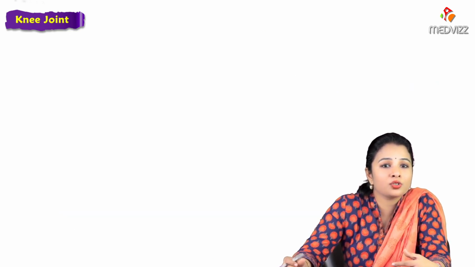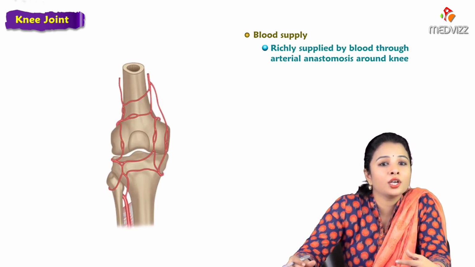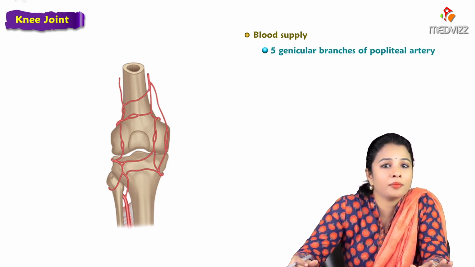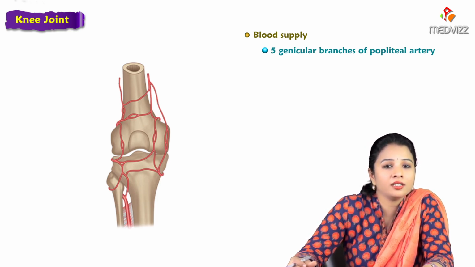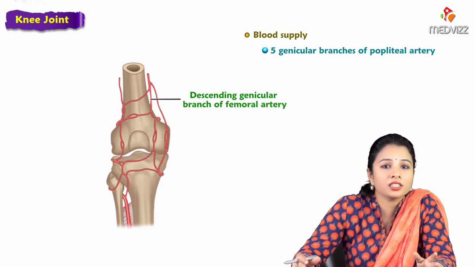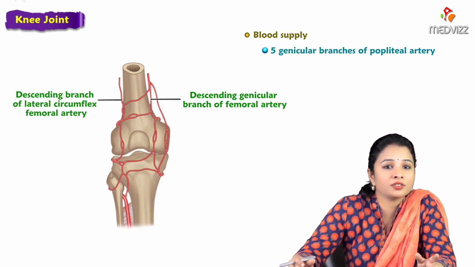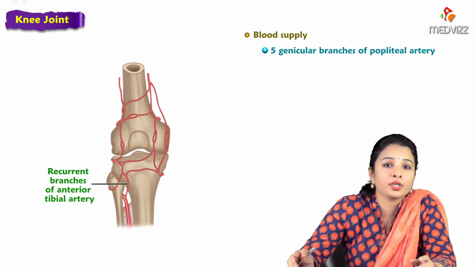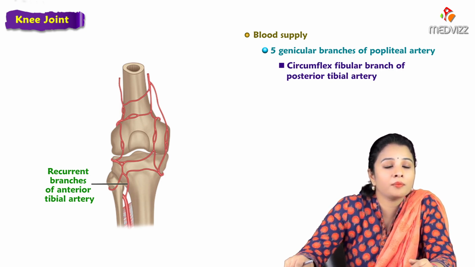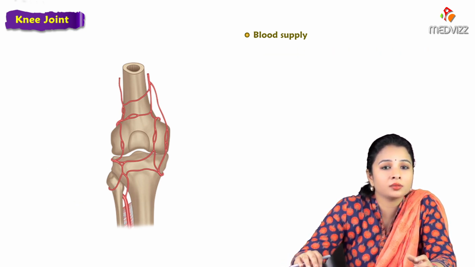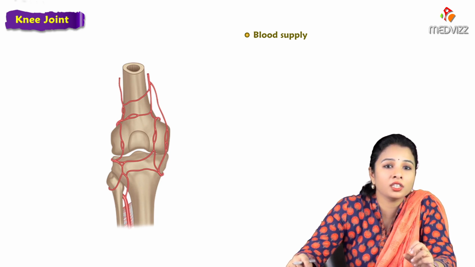Let us complete the knee joint with its blood supply also. The knee joint is richly supplied by blood through arterial anastomosis around the knee. There are 5 genicular branches of the popliteal artery which supply the knee joint. The descending genicular branch of femoral artery, the descending branch of lateral circumflex femoral artery, and 2 recurrent branches of anterior tibial artery and the circumflex fibular branch of posterior tibial artery. All these arteries anastomose with each other around the knee joint.